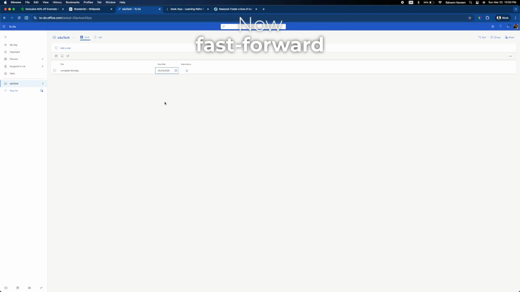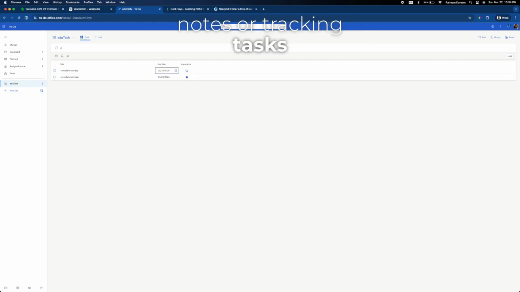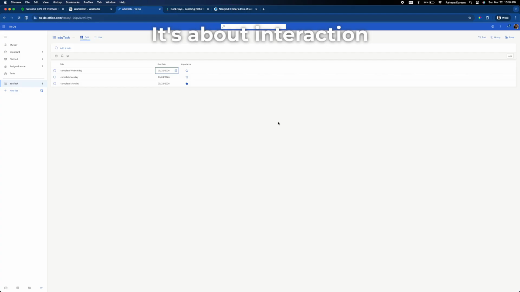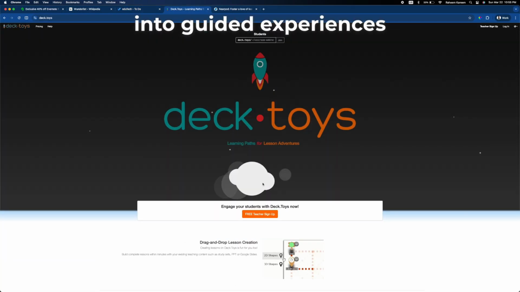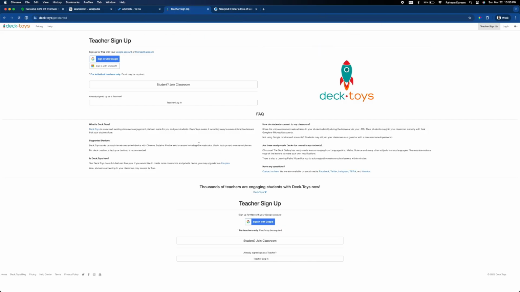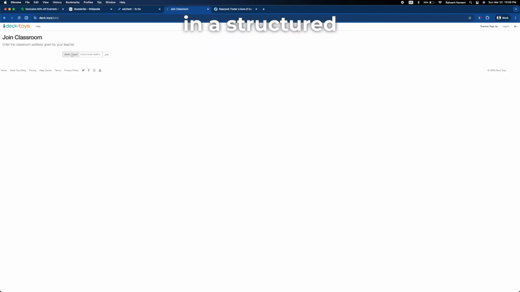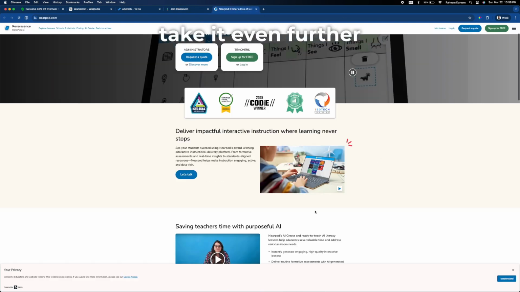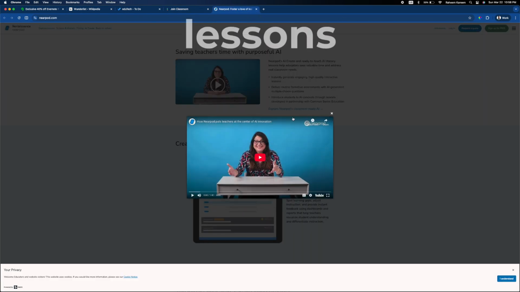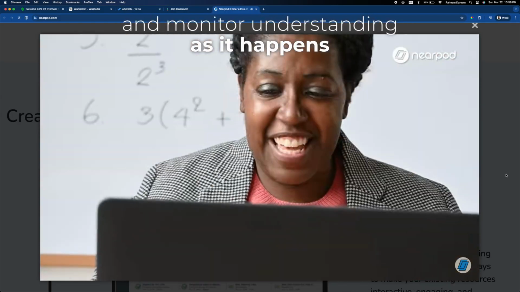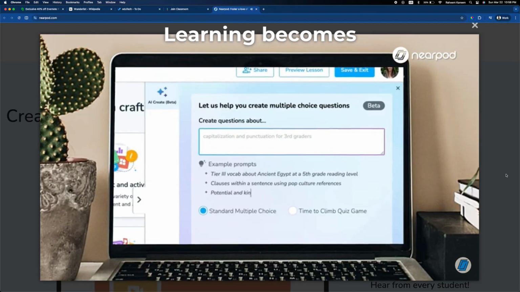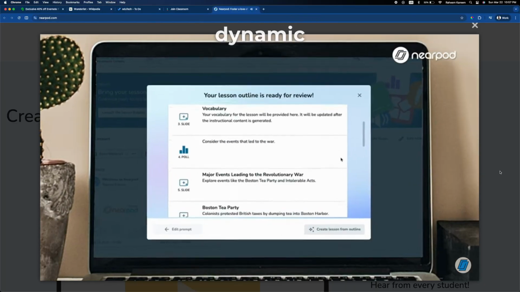Now, fast forward to today's classrooms. Learning isn't just about taking notes or tracking tasks, it's about interaction. Platforms like deck tools turn lessons into guided experiences where pupils move through activities, challenges, and checkpoints in a structured, engaging way. And tools like Nearpod take it even further. Educators can deliver lessons in real time, embed quizzes, and monitor understanding as it happens. Learning becomes live, interactive, and dynamic.